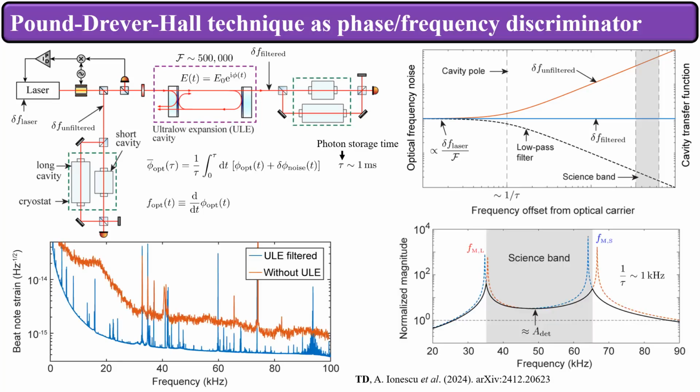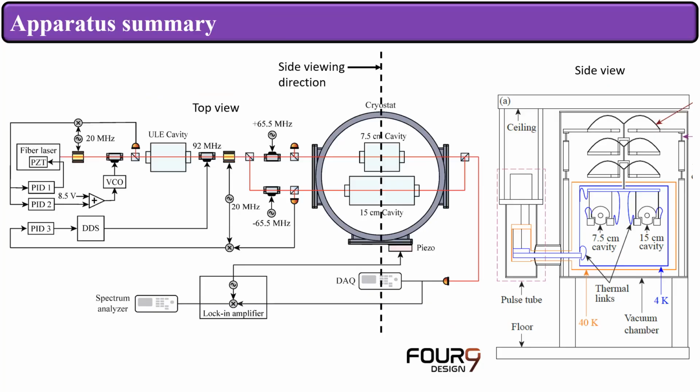This filtering technique is critical in our setup because our science band, which is controlled by the cavity's mechanical resonance frequencies, lies almost 2 orders of magnitude above the low-pass filter's corner frequency. In summary, this is our detector overview incorporating the noise mitigation schemes we just saw. Next, I'll discuss the results of our first dark matter observing run.